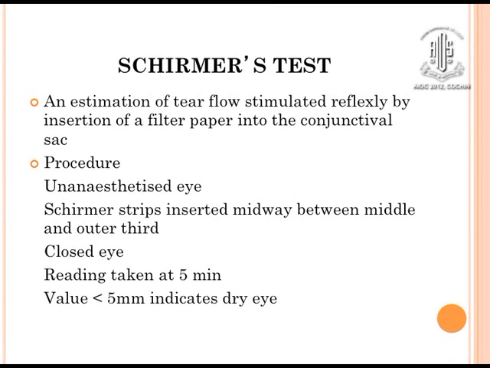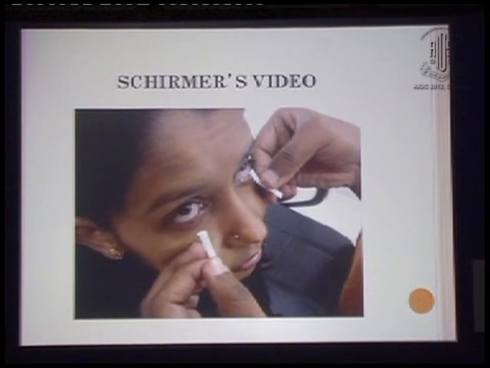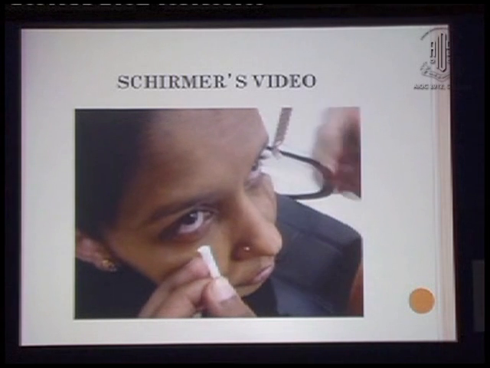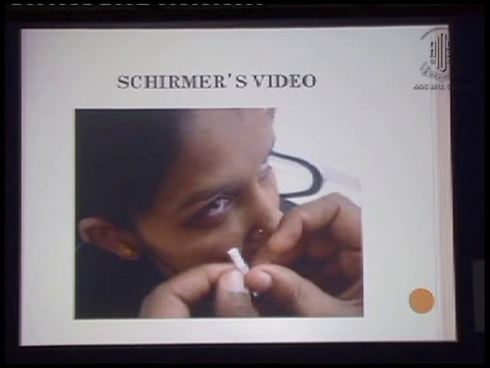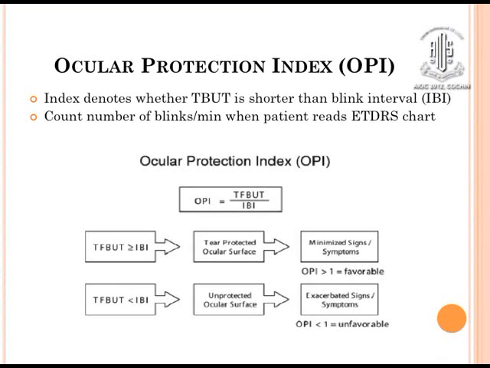So in an unanesthetized eye, you should keep the filter strip at the junction of the medial two-thirds and lateral one-third without touching the cornea, and ask the patient to close the eye for 5 minutes. At the end of 5 minutes, you assess the tear wavefront level. So it's also a very sensitive test.